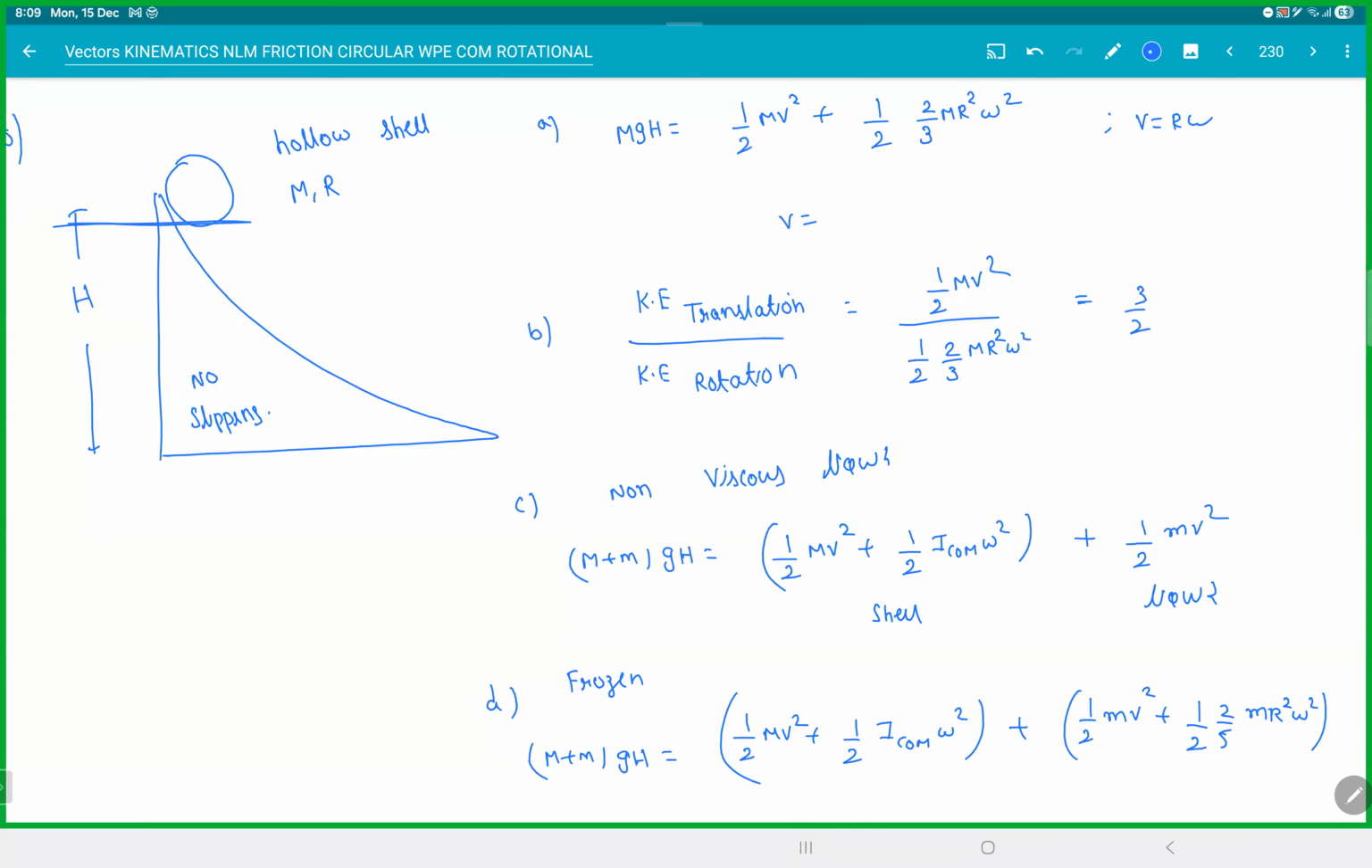I'm giving you h from the base, not from the center. So if you take from the center, that will be h plus r. When you come to the ground, it will be r. So that r will always get cancelled. Clear? So what you're interested in is loss in potential energy. You actually don't care about the exact height.